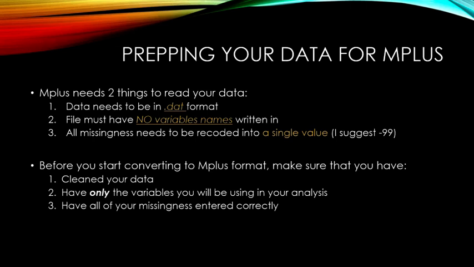Before you start converting your data over to be ready for M+, you want to make sure you have cleaned your data. You've done all that work that you need to do. Get rid of any variables you don't need. As you've kind of seen, some of these secondary data sets have thousands of variables. Get rid of all of those and only have the variables that you need. It's going to make everything so much easier. And make sure that you have all your missingness entered correctly. So in that missingness column in SPSS, make sure that all of those are entered correctly. Make sure you've done those things first before you get it ready to go into M+.